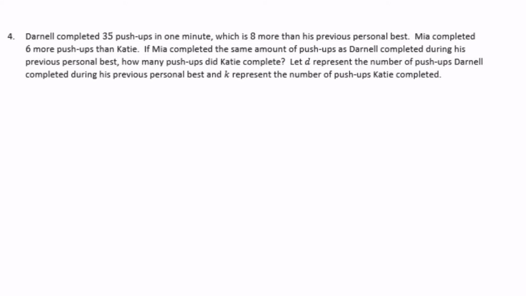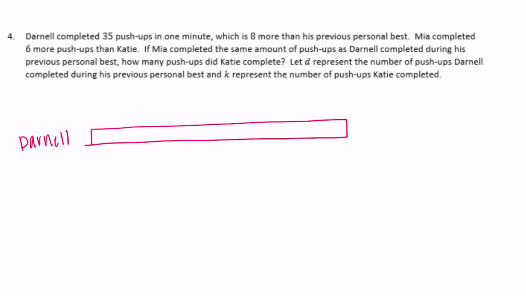Okay, so in the first sentence, we know Darnell completed 35 push-ups in 1 minute. So I'm going to make a tape diagram for Darnell, and we know he completed 35 push-ups in 1 minute, which is 8 more than his previous personal best. So down here it said let D represent the number of push-ups Darnell completed during his previous personal best. So we can do D, his previous personal best, plus 8 is equal to 35.